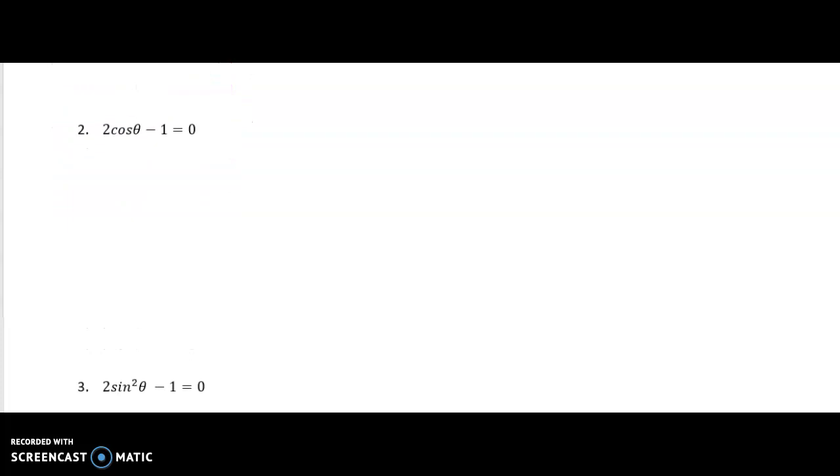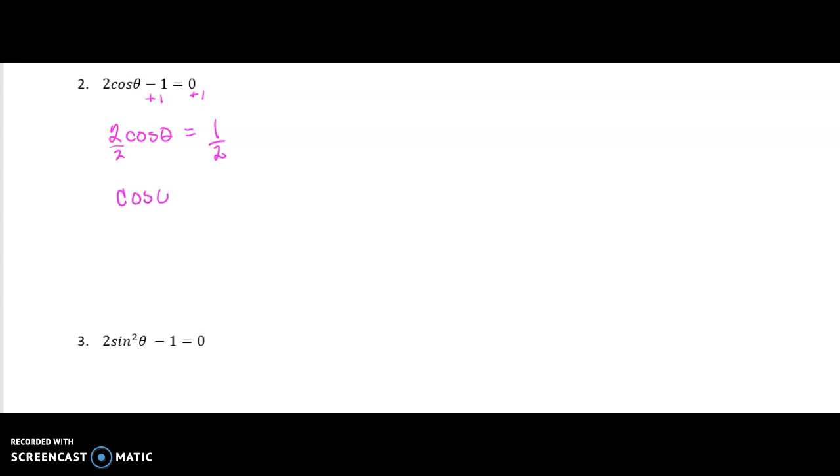Okay, our second problem, we have 2 cosine theta minus 1 is equal to 0. We're going to start by adding 1 to both sides. So we're down to 2 cosine theta is equal to 1. Divide by 2, divide by 2. Now we're down to cosine theta is equal to 1/2.